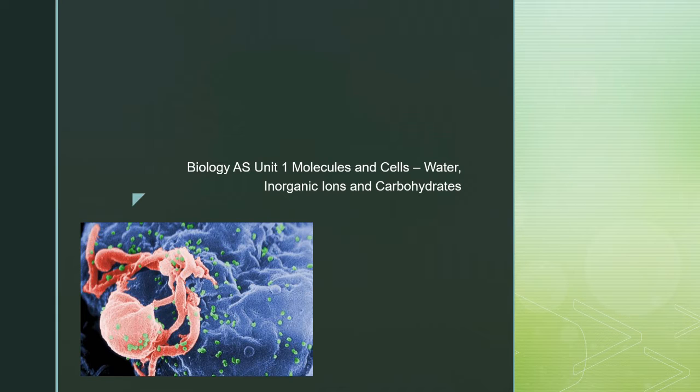So we're going to start off here with Biology AS Unit 1 Molecules and Cells, specifically the water, inorganic ions and carbohydrates. So we're just going to break it down so it's a lot easier and more manageable. We're going to go through a PowerPoint that I made myself for my own revision notes, and we're just going to fast forward through this.